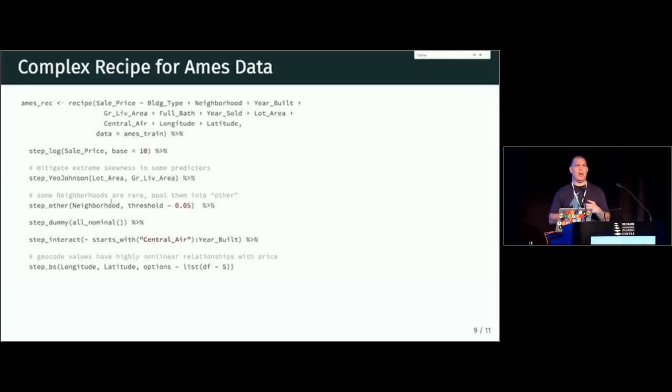So again, if I wanted to have an interaction with neighborhood and I did step other, I don't actually know which variables are going to be around later when I want to do this interaction. They're dummy variables. And so I can use a starts-with on neighborhood, colon, and then some variable, to make sure I get whichever interactions exist at that point in the recipe. And then you can do things like basis functions, like splines, as you might want to.